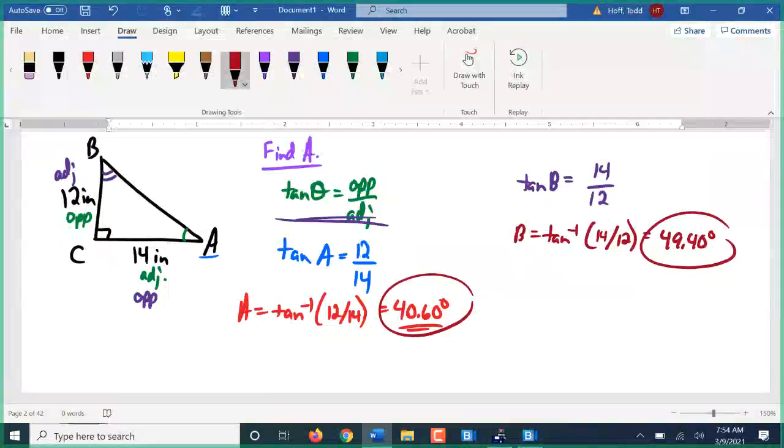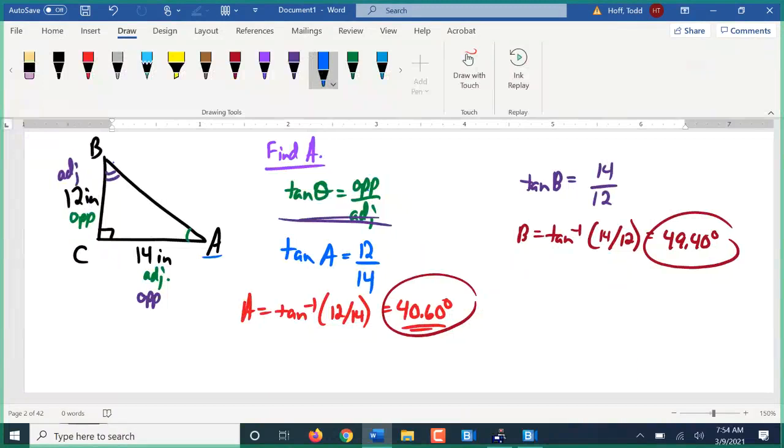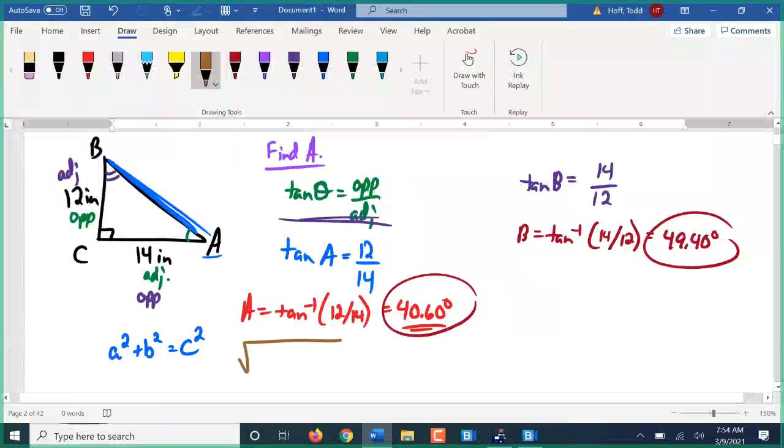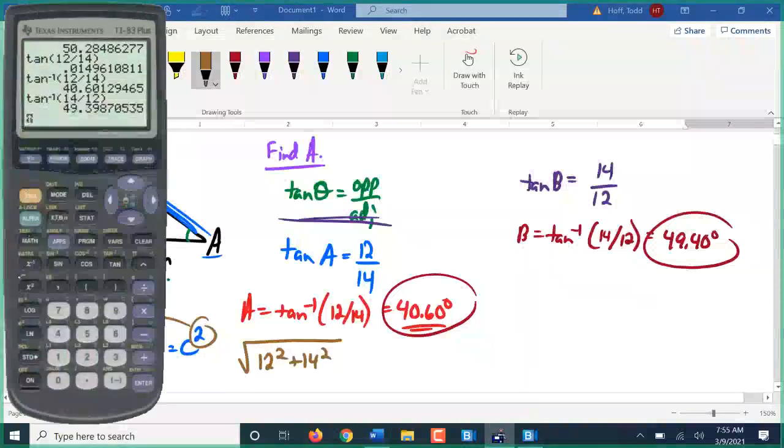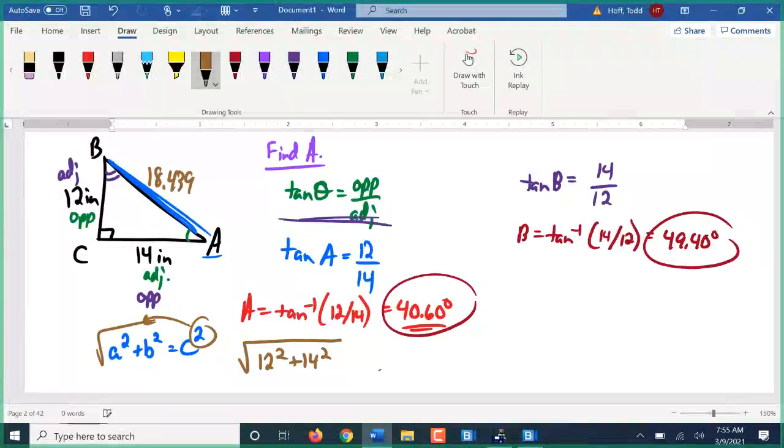Now we could at this point, in either of these triangles, find this third side because we have that very simple Pythagorean theorem from last semester. Little a squared plus little b squared equals little c squared. So here, the shortcut would be simply the square root of 12 squared plus 14 squared. We move that squared over to the other side and make it a square root. So we just punch this in, the second square root of 12 squared plus 14 squared. We get 18.4439 inches would be the length of that hypotenuse.